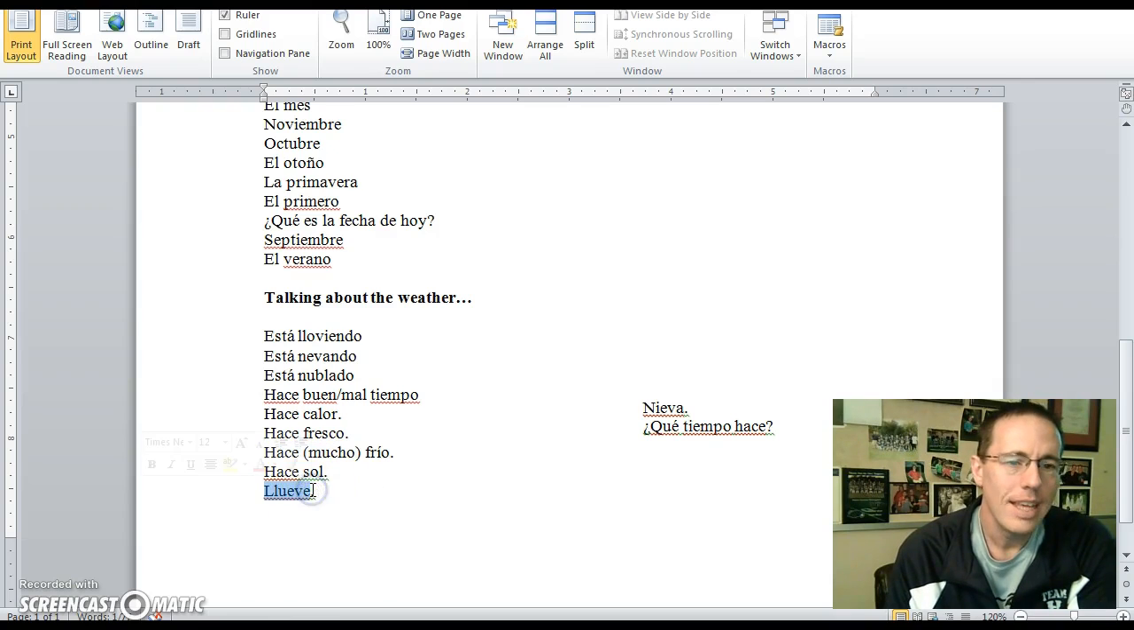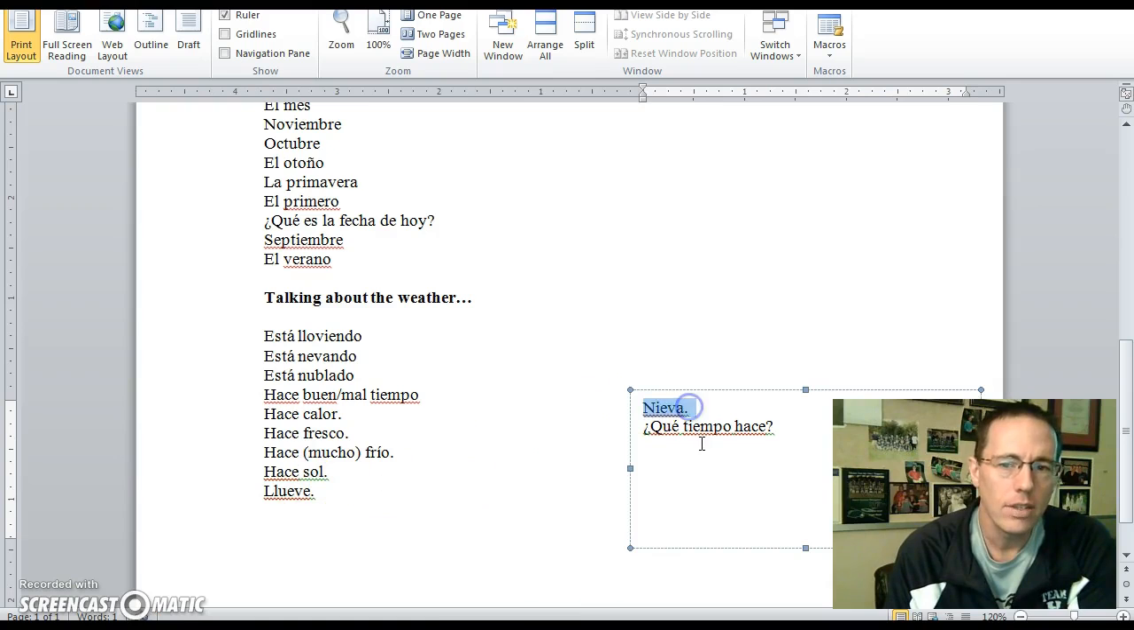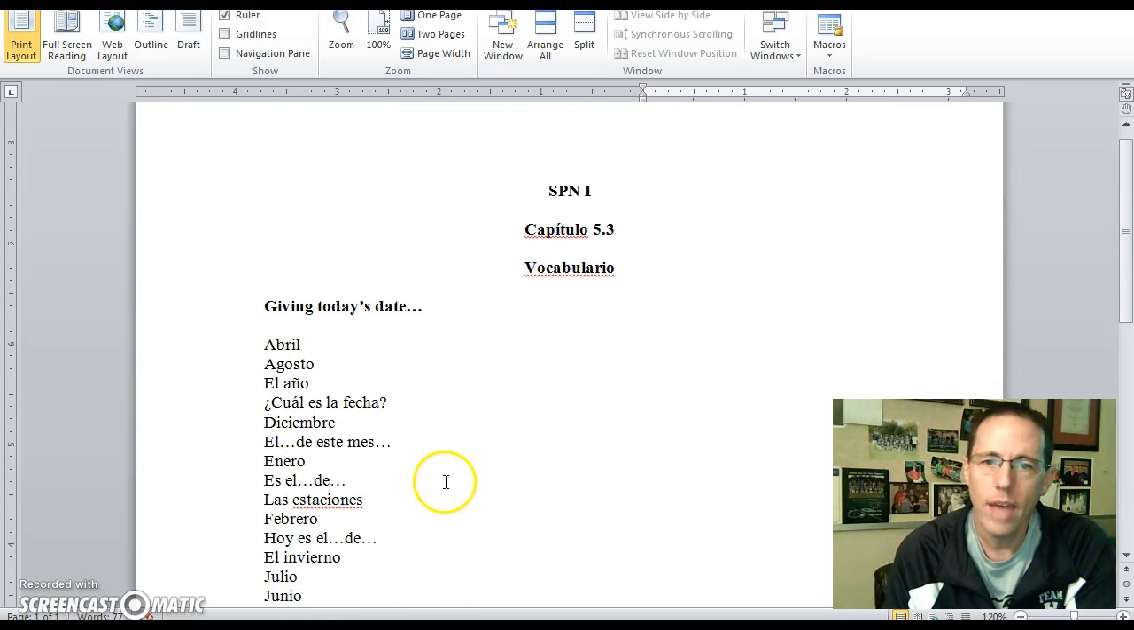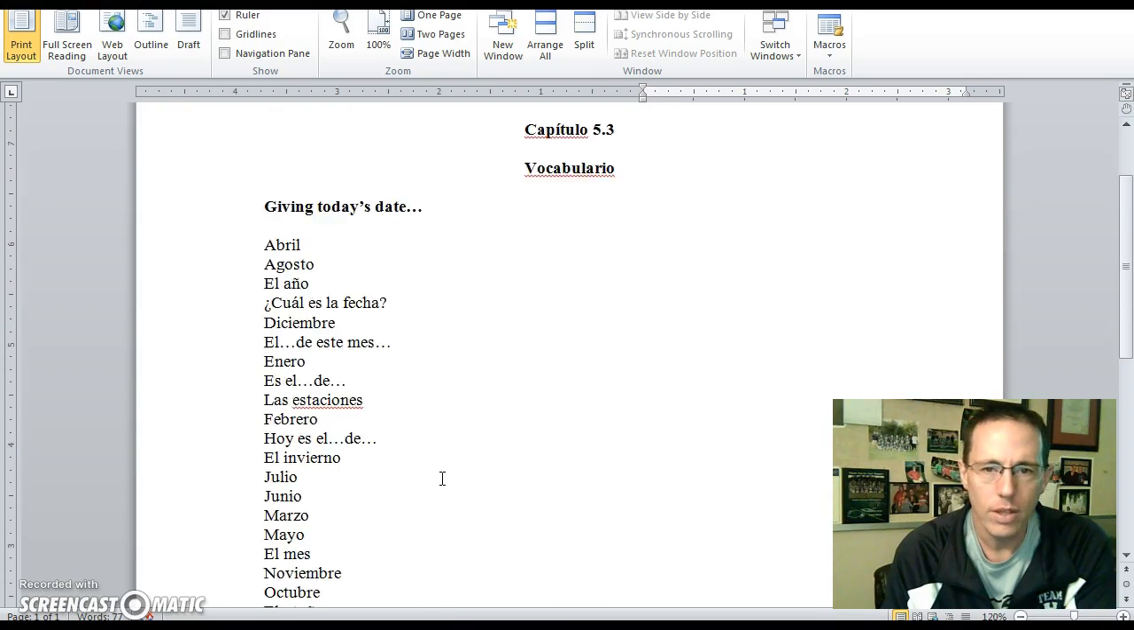Llueve, it rains. Nieva, it snows. ¿Qué tiempo hace? What's the weather out? Or how's the weather? Y ya es todo. And there is your vocabulary for section 5.3, last section for this chapter.